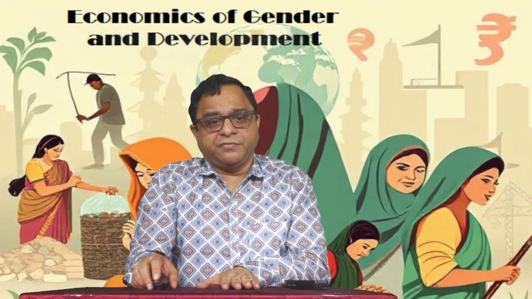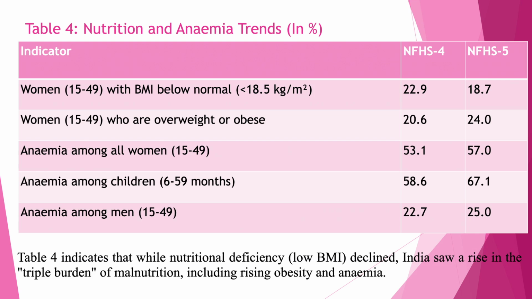And here we see that table 4 indicates that while nutritional deficiency, low BMI, declined, India saw a rise in the triple burden of malnutrition, including rising obesity and anemia.